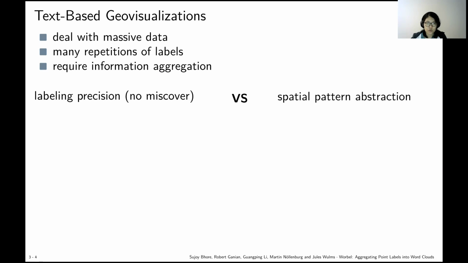There will be two criteria in conflict. From the perspective of labeling, we want to get a precise representation. So a text label should only cover its corresponding points. But from the other direction, we want to get an abstract spatial pattern of the underlying messy data. So in some cases, we have to omit the outliers and sacrifice the precision.